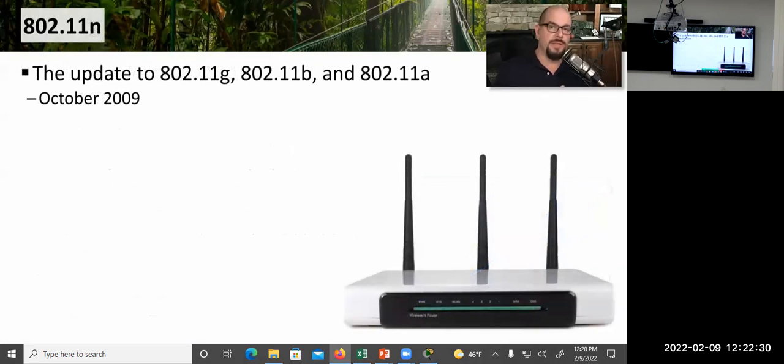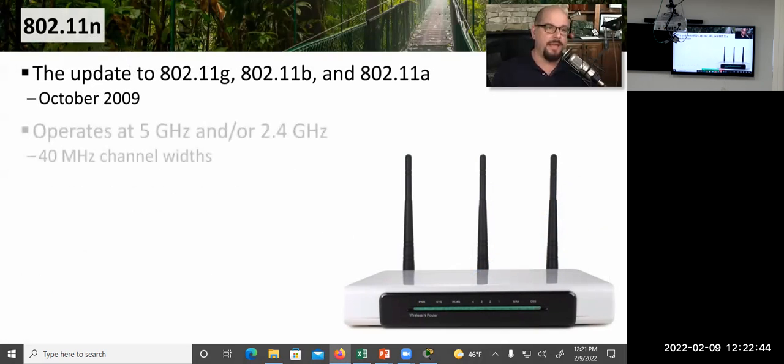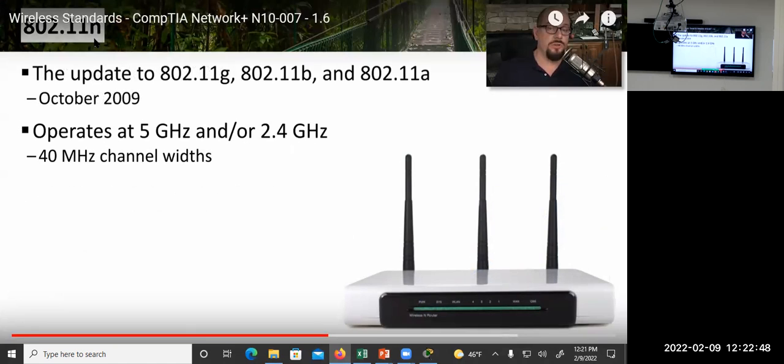In October of 2009, we received a big update to the 802.11 standard. This was 802.11n. This was effectively an update for 802.11g, 802.11b, and 802.11a. 802.11n can operate at 5 gigahertz or 2.4 gigahertz. So see from this one here, it works both for the 5 gigahertz and 2.4 here. And this one is compatible with the A and B and G before. Right? But the thing was that the B here is not compatible with A because B here is 2.4 and A here is 5 here.